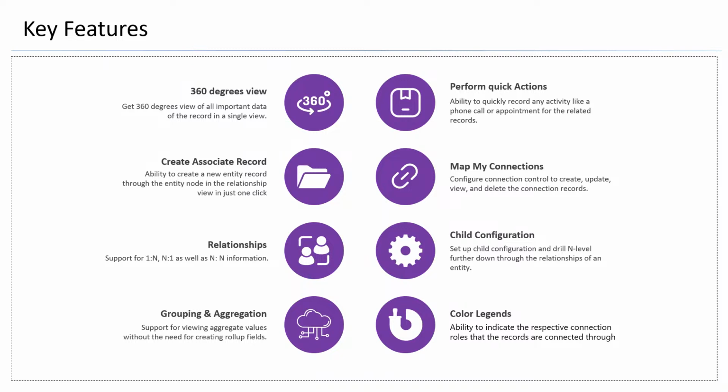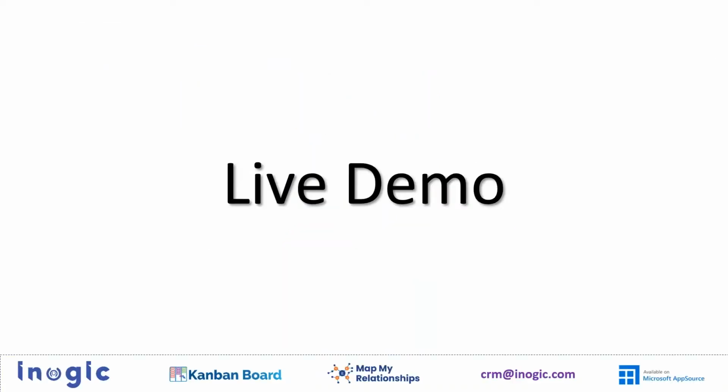You can also perform grouping and aggregation to show the aggregated values without having to separately create roll-up fields. Lastly, there is a provision to indicate the connection roles through color legends on the connection control to easily understand which records are connected with which connection roles. So let's see the Map My Relationship tool in action.